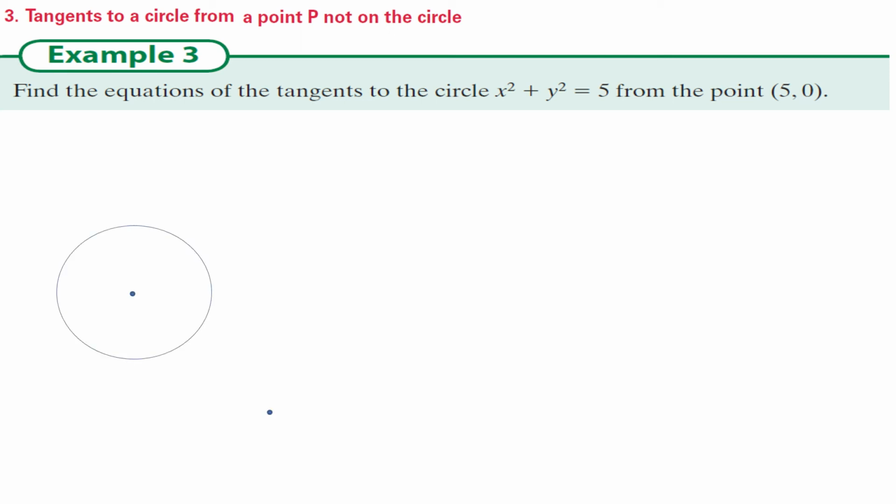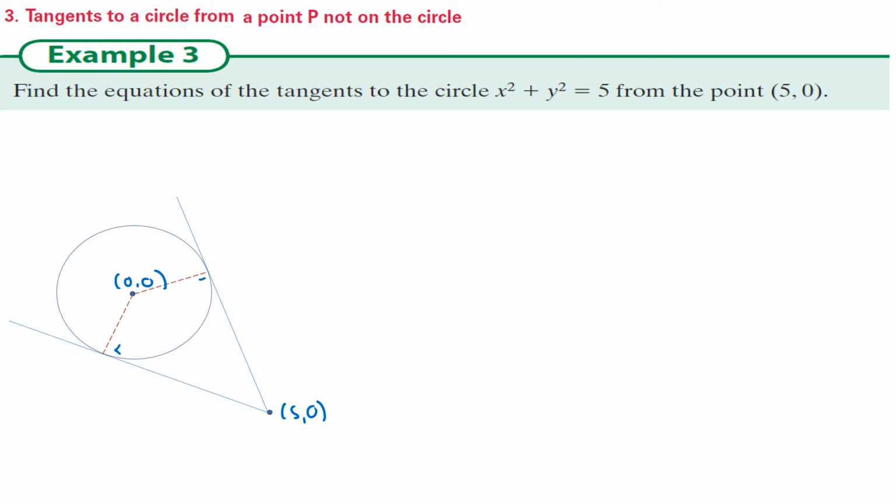We have a circle with center 0, 0. We have a point 5, 0 that's not on the circle, and we're going to have a tangent like this and a second tangent like that. Each of those tangents has a radius that it's perpendicular to, and that's going to be important.